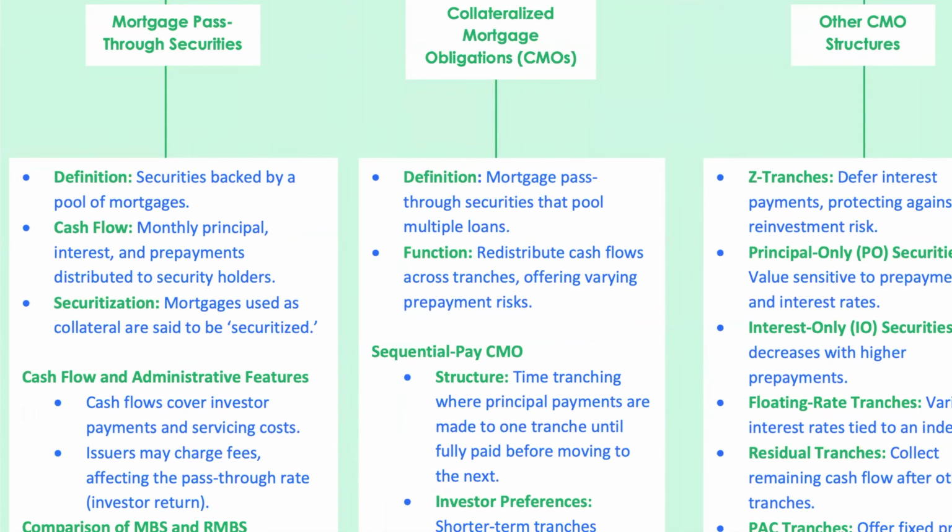Another important type of MBS is the Collateralized Mortgage Obligation, CMO, which pools multiple loans and redistributes cash flows across various tranches. CMOs are designed to address prepayment risk by creating securities with different risk profiles, tailored to institutional investors' needs.